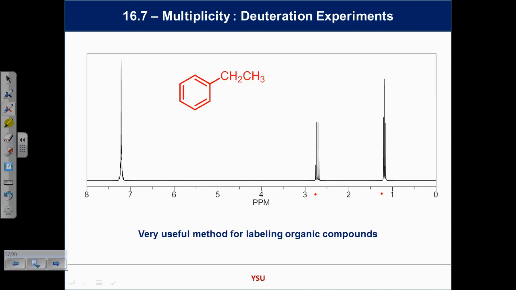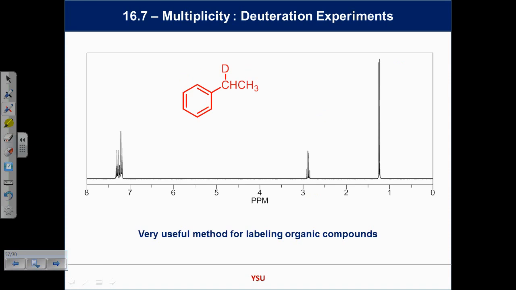Downfield or upfield for the CH2 group? Downfield, it's benzylic. So this is CH2, and that's CH3. And that makes sense for an ethyl group. So what we expect to see if we change this to the deuterated form is that this signal should get smaller, and not change its shape, because we still have 3 neighbors, and this signal will become what? A doublet, right? That's exactly what happens.